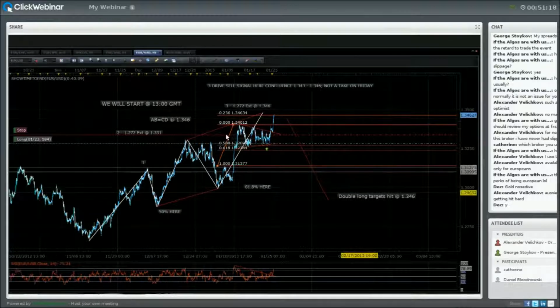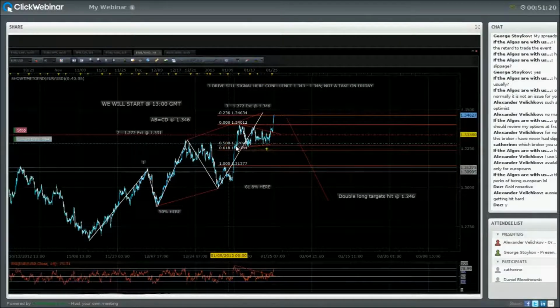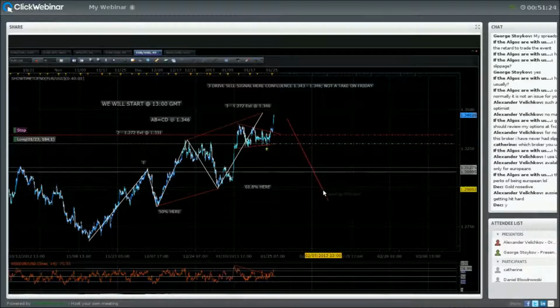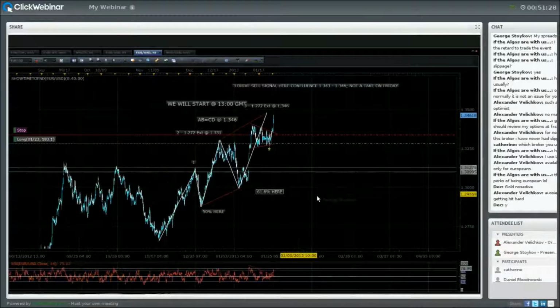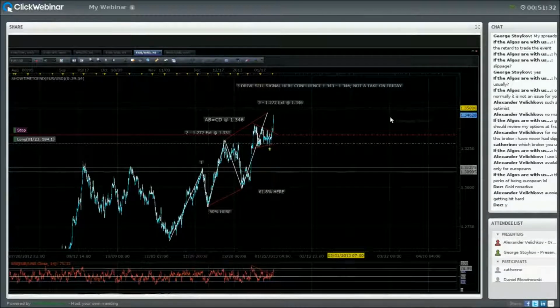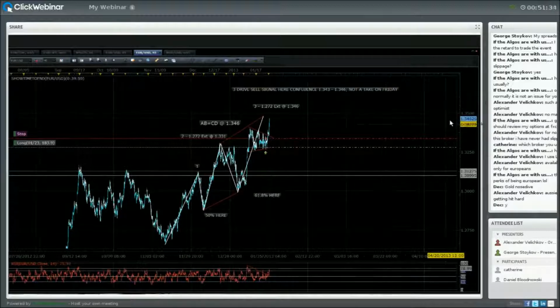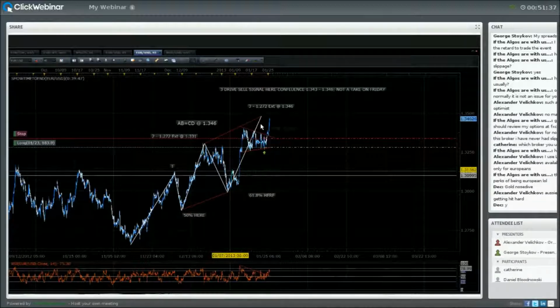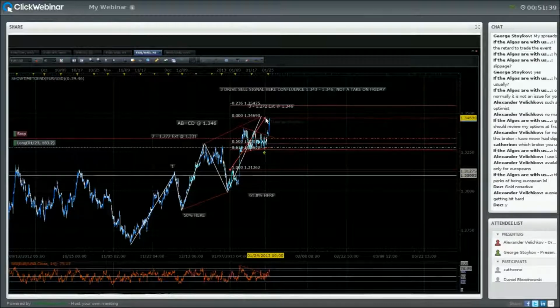So we have double wonks hit target just now, which is of course very good. Don't get me wrong. This is extremely good. However, if we are to expect further downside, we need to validate this downside because at the current juncture it just looks like we're going to head higher.